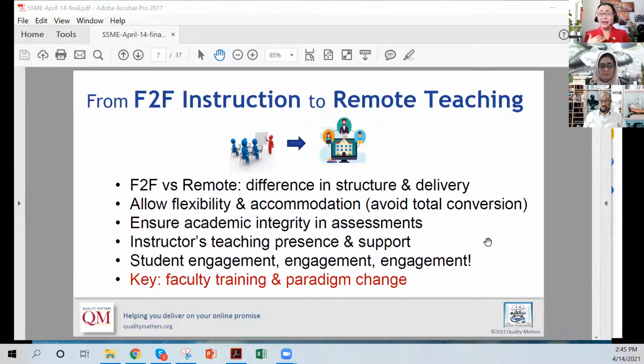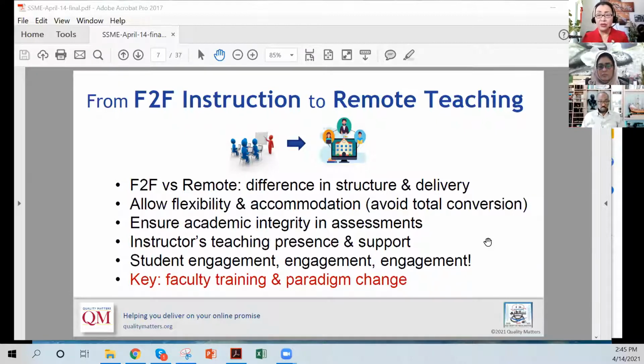Also, faculty, because they are used to, we teach the way we were taught, okay? And the majority, 90% of our faculty all over the world had never taught online before the pandemic happened. So we need to learn new pedagogies of teaching in the new online environment.